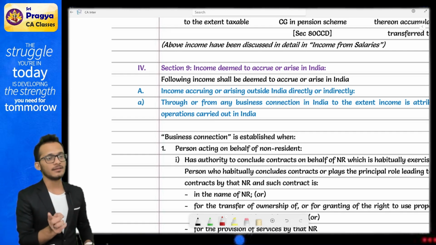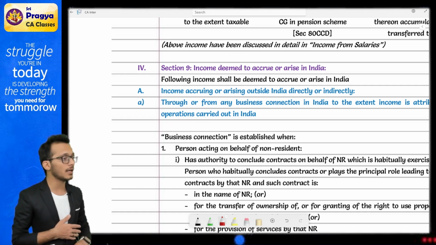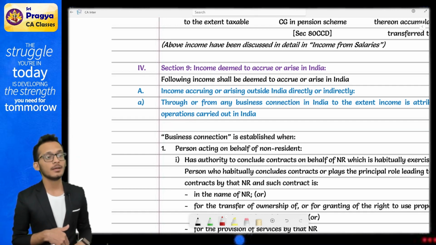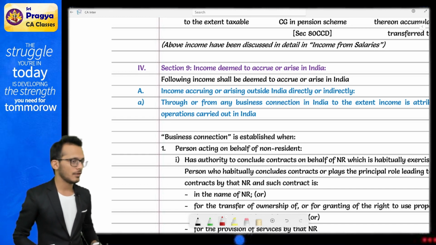Okay, if you are rendering services in India, it becomes taxable in India. No, Rahul, I am not rendering services in India. Then you are an Indian government employee. What are you? Indian government employee, which means you are working in an embassy.